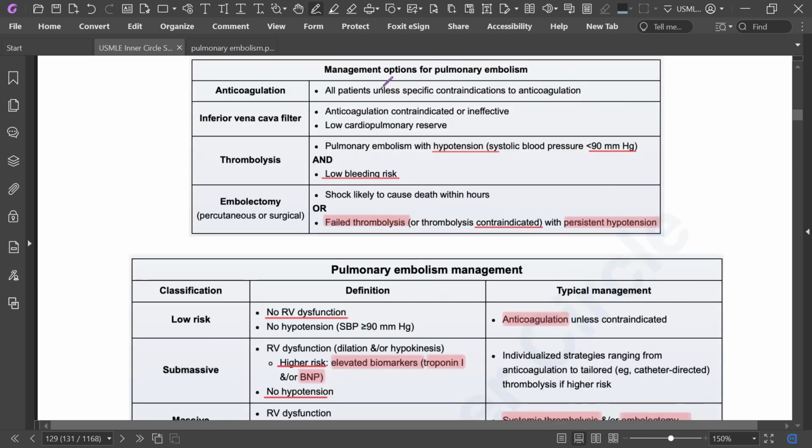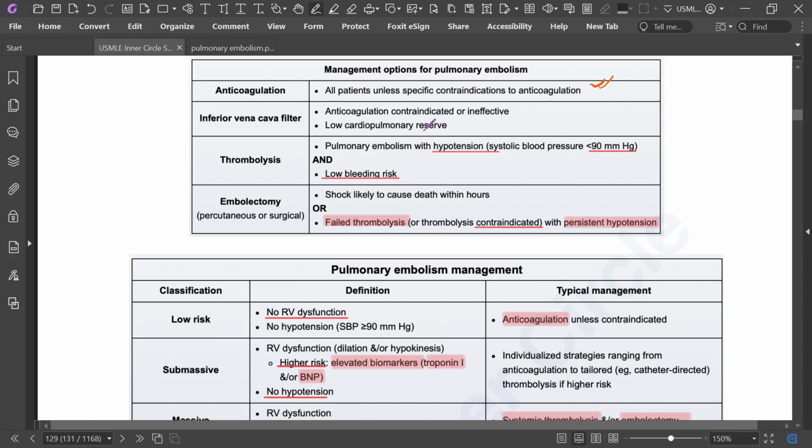Okay, management options for pulmonary embolism. All patients should be given anticoagulants, except with a specific contraindication to anticoagulation. Very high yield. Inferior vena cava filter: if anticoagulation is contraindicated or ineffective, or low cardiopulmonary reserve.